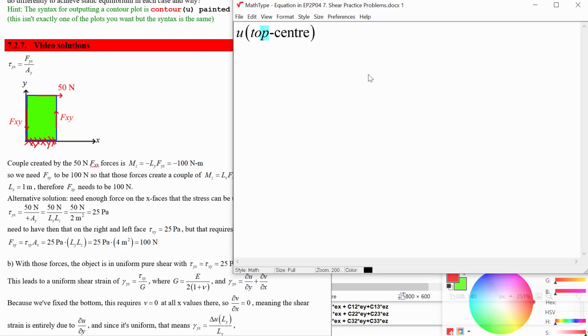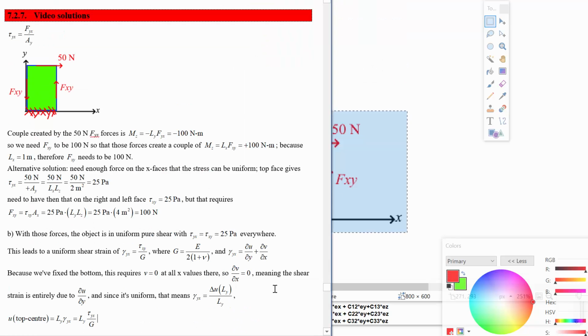So U at the top center is going to equal Ly times gamma yx, so the length up to the top times the shear strain that we calculate, and the shear strain is equal to the shear stress divided by the shear modulus, and the shear modulus we can write in terms of E and the Poisson's ratio. Okay, so let's do that in Maple.